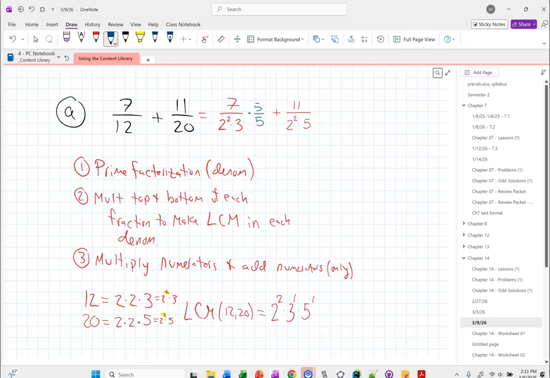Now I'll look at my second fraction. I have 2 squared times 5. I need that to turn into 2 squared times 3 times 5. What is this denominator missing? 3. Is everybody okay with how I figured out what I need to multiply each one by?